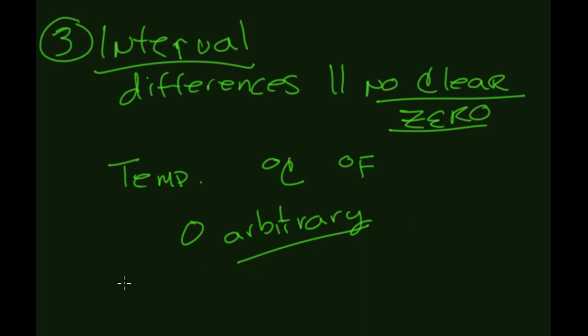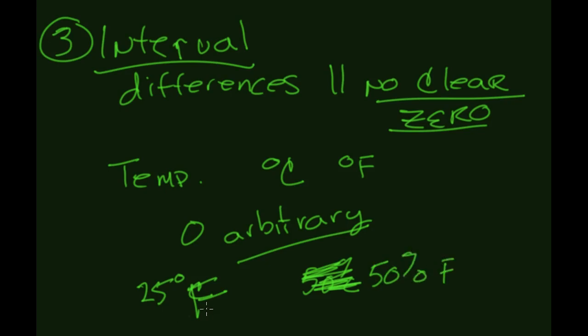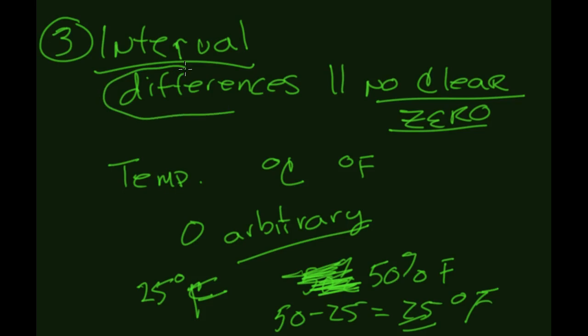If I am saying that today is 25 degrees Celsius and tomorrow it is 50 degrees Celsius. No, can't do that. That's way too high. Let's make it Fahrenheit because that makes this simpler. Today is 25 degrees Fahrenheit and tomorrow 50 degrees Fahrenheit. It does make sense that 50 minus 25 is 25, and we've seen an increase of 25 degrees Fahrenheit. So differences here matter.